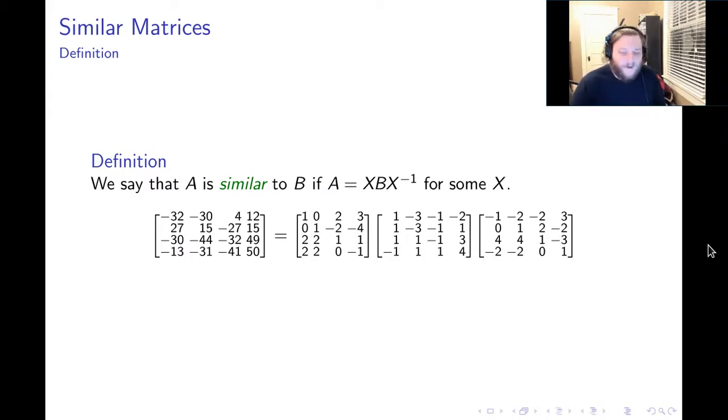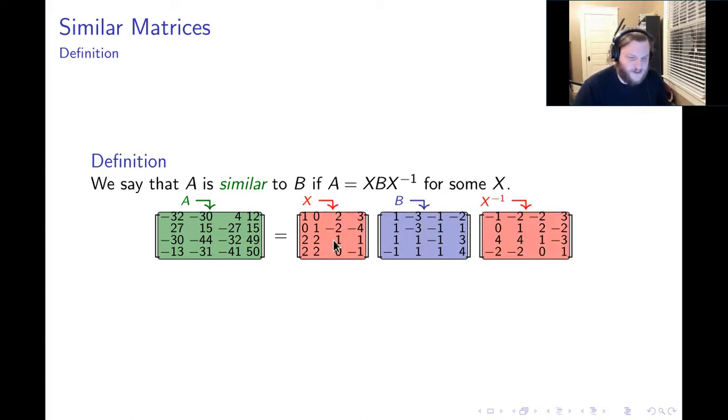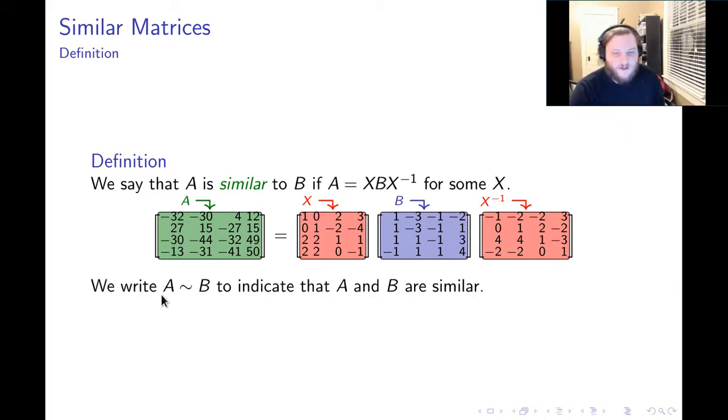Here's an example. Here we have an equation involving four 4x4 matrices. On the left we have a matrix, let's call it A. And on the right we have the product of three matrices. Let's call this middle matrix B. And it turns out that the other two matrices are a matrix X and its inverse. So this is an example of similar matrices, and this equation is communicating that A is similar to B. Notationally, it's convenient sometimes to use shorthand. So we write A tilde B to indicate that A and B are similar. Remember, when we say that two matrices are similar, we mean something extremely specific. This isn't vague language. This is completely unambiguous.